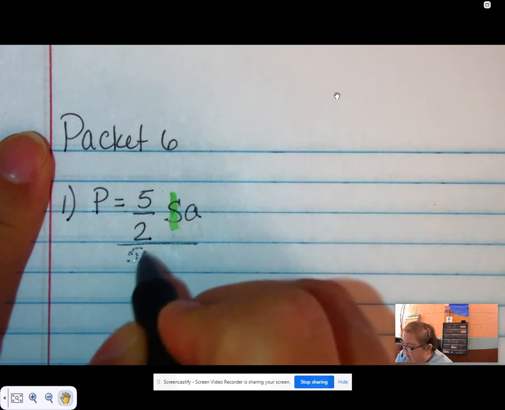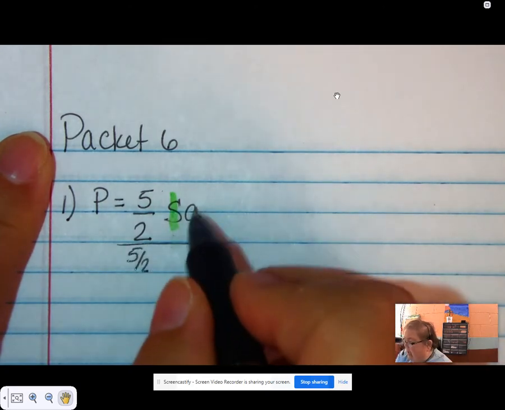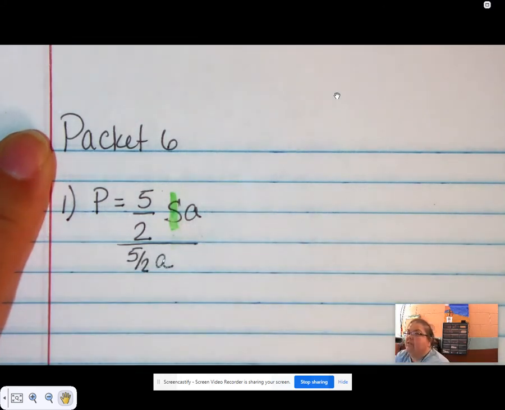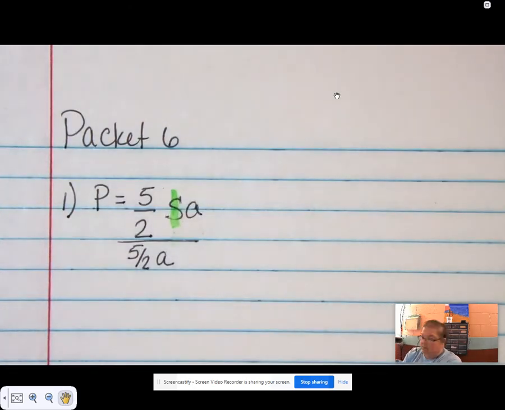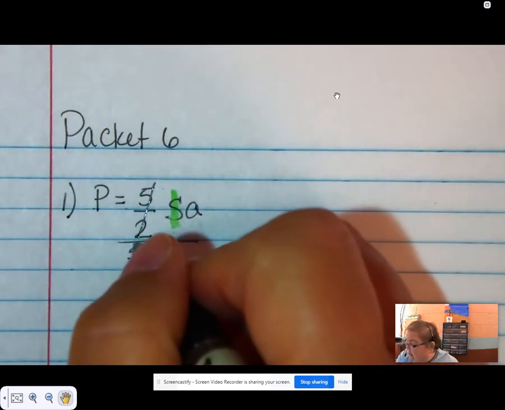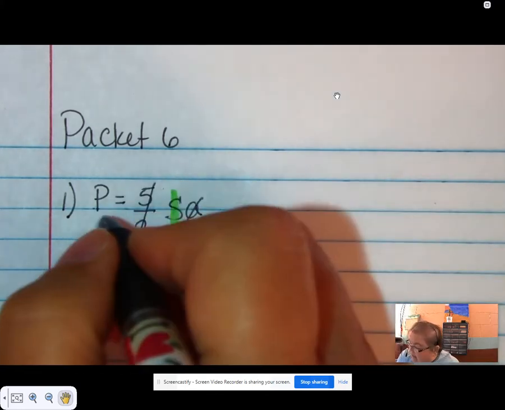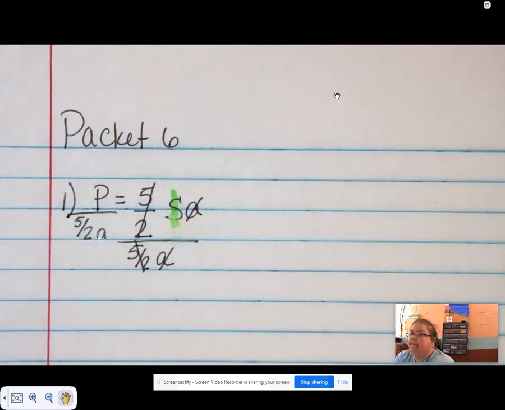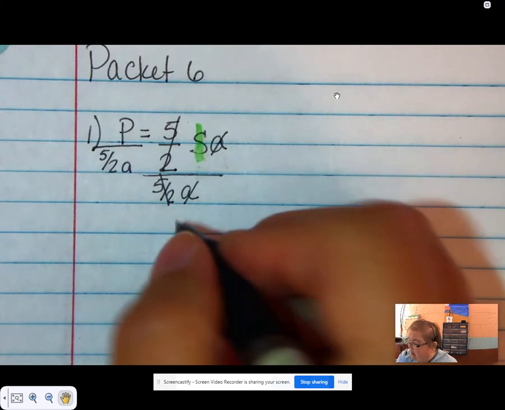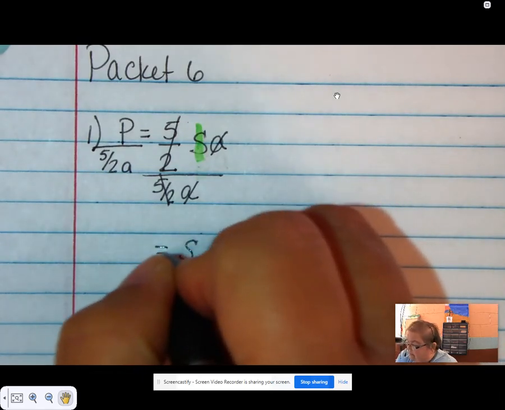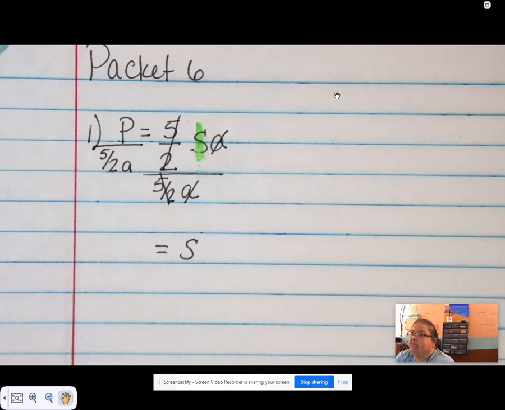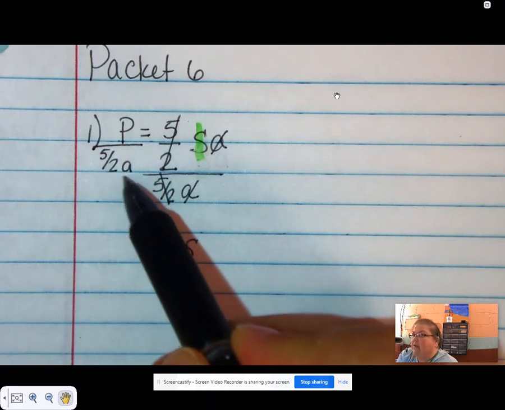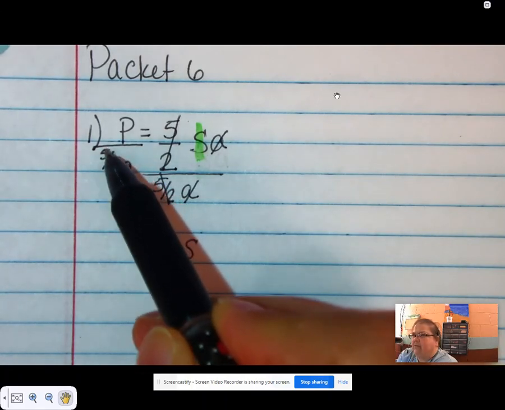Divide by 5 over 2. And divide by the A. I can do those at the same time since they're both multiplication. Okay? So, they cancel here, and they cancel here, and I have to do the same thing over here. Divide by 5 over 2 and divide by A. My S is now alone. A stays in the denominator, but 5 over 2 does not.